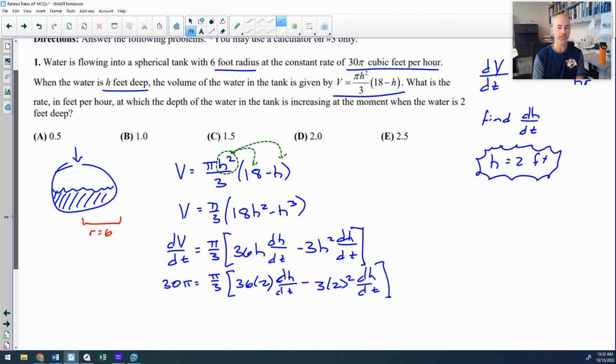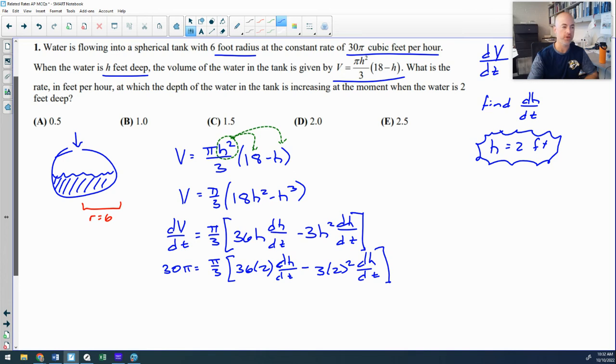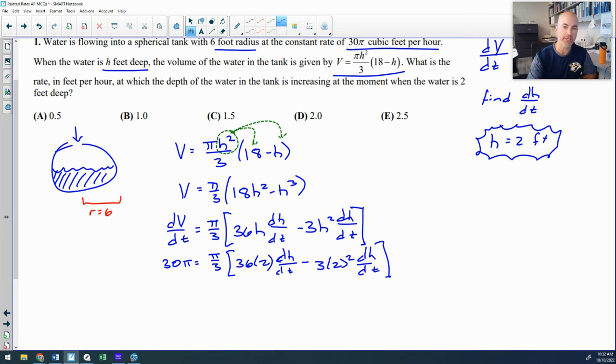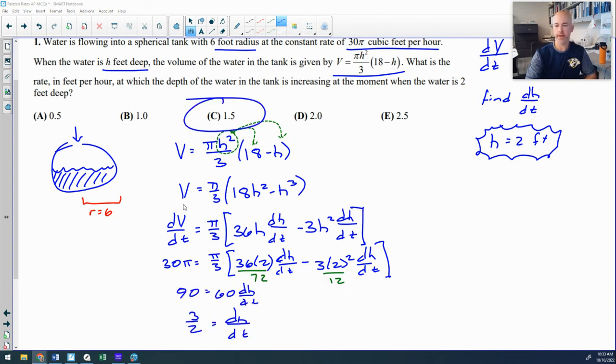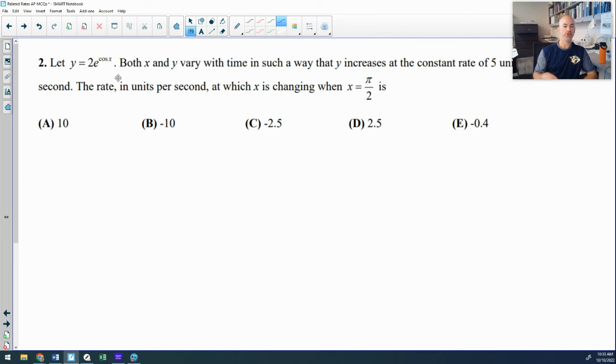And now we do a bunch of arithmetic and algebra to solve for dh dt. Since that is algebra, I'm going to pause the video while I do this, and in about 2 seconds, you will see the answer. And there it is. So I multiplied by 3 over pi first, combine the like terms, divide by 60, and you get 1.5. Well, I got 3 over 2, but multiple choice, got to go with the decimal, I guess. All right, number 2.